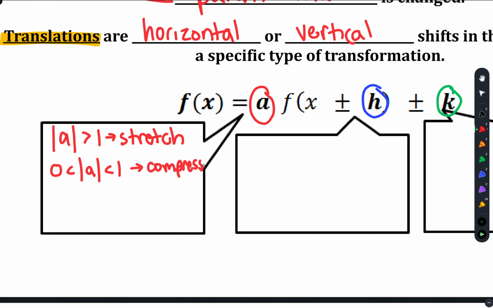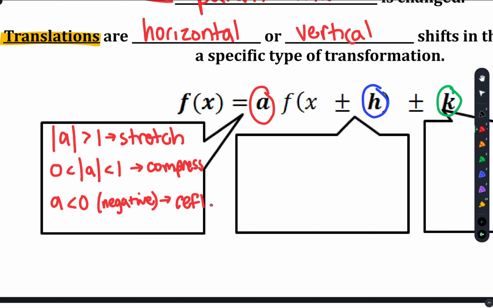Remember, we have talked about this before, so hopefully that's not new vocab for us. And then anytime our a value is less than 0, aka it is negative, then it is reflected. Good? Hopefully a little familiar.